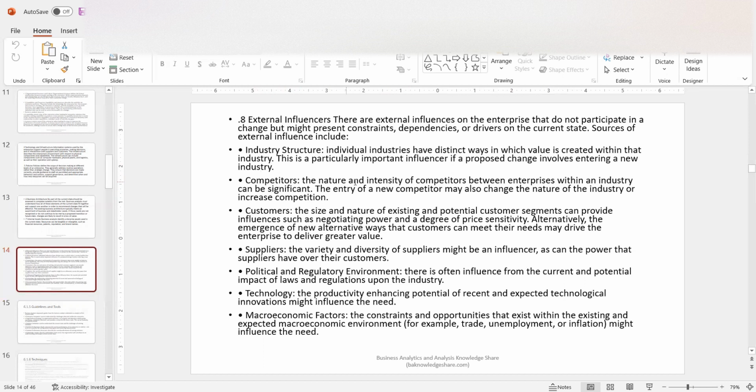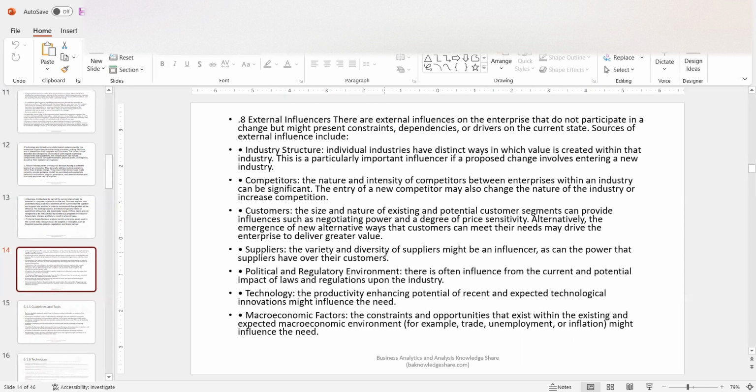Competitors. The nature and intensity of competition between enterprises within an industry can be significant. The entry of a new competitor may also change the nature of the industry or increase competition. Customers. The size and nature of existing and potential customer segments can provide influences such as negotiating power and a degree of price sensitivity. Alternatively, the emergence of new alternative ways that customers can meet their needs may drive the enterprise to deliver greater value.